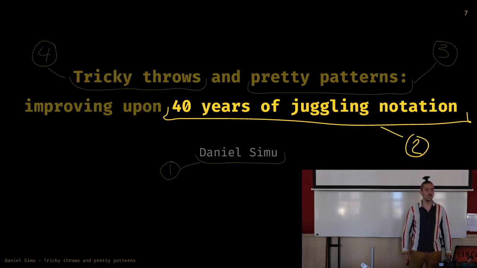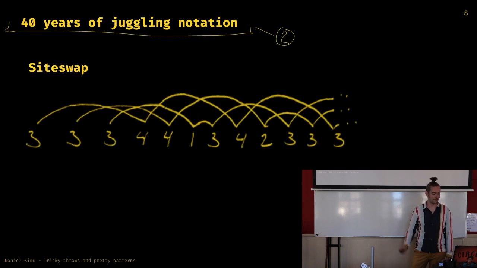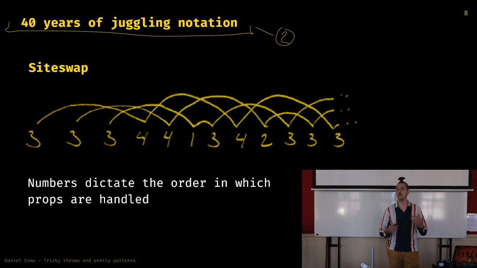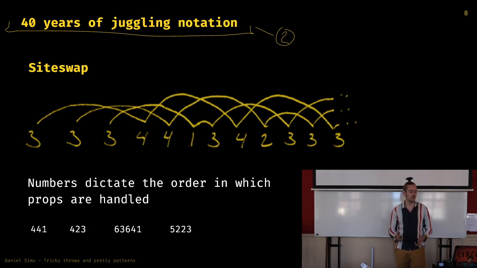To be able to answer that question, I would like to give you a short overview of 40 years of juggling notation history. So, siteswap. Siteswap is one of the oldest and certainly the most important juggling notation system that jugglers use. It was discovered about 40 years ago, and it's this very elegant mathematical system that describes the order in which juggling props are handled. You can imagine if I throw something very high, it'll be handled again sometime later, whereas if I throw something very low, it'll be handled again much sooner. And these orders are expressed with numbers.